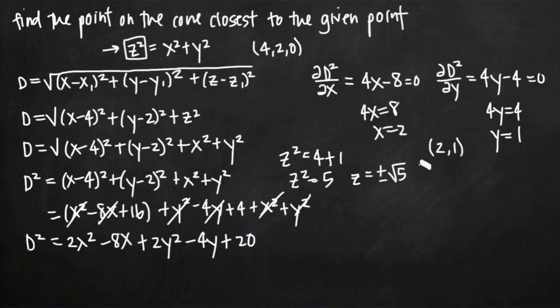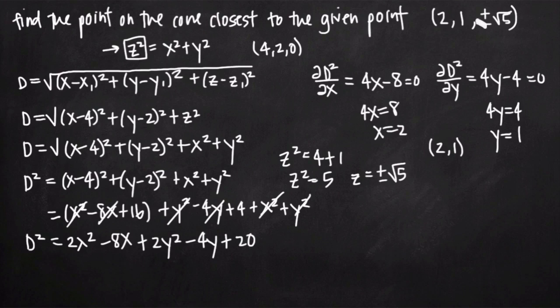That tells us that we actually have 2 points that lie on the surface of the cone that are equidistant from our given coordinate point, and those are (2, 1, positive square root 5) and (2, 1, negative square root 5), or if we list the points together, (2, 1, plus or minus root 5). So these are our two answers here.